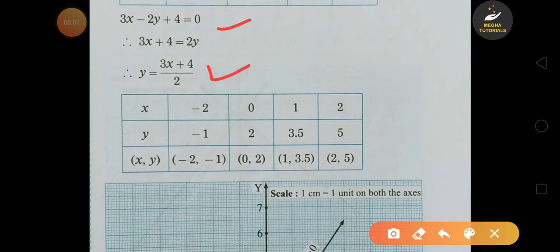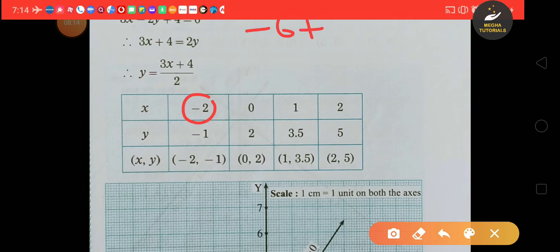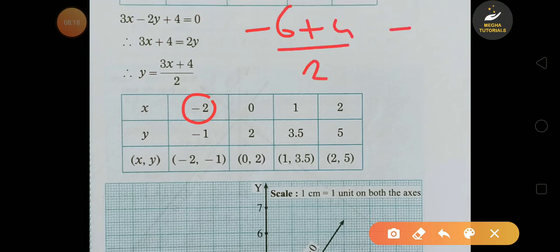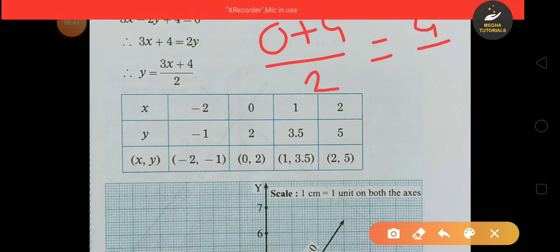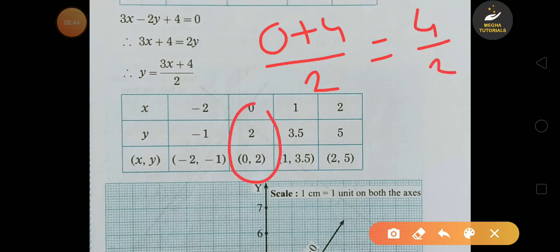Okay, so first let us assume x is equal to -2. So 3 into -2 is -6, plus 4, upon 2. -6 plus 4 is -2 upon 2. -2 upon 2 is -1. Therefore first ordered pair is -2 comma -1. Then let us assume x is equal to 0. So 3 into 0 is 0, and 0 plus 4 upon 2 is nothing but 4 upon 2, and 4 upon 2 is 2. Therefore, next ordered pair is 0 comma 2.